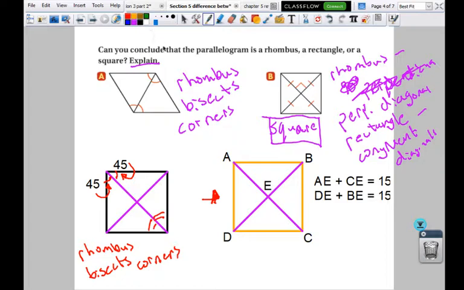Alright, let's look at this. Quana, what'd you say it was? It's a rectangle. Why is it a rectangle? Because it looks like a chocolate bar. Congruent diagonals, right? Yes, because we have congruent diagonals. AE plus CE is 15, DE plus BE is 15. They're the same, so congruent diagonals.